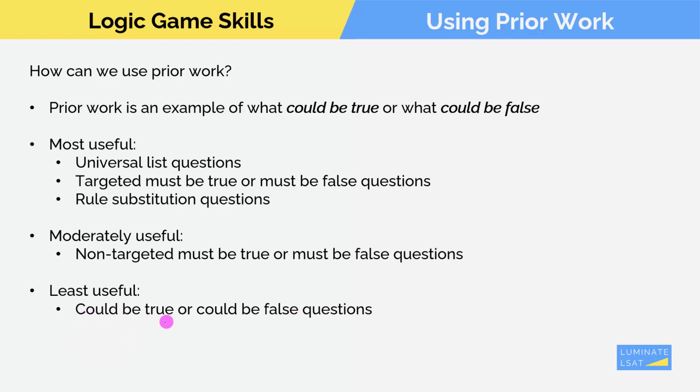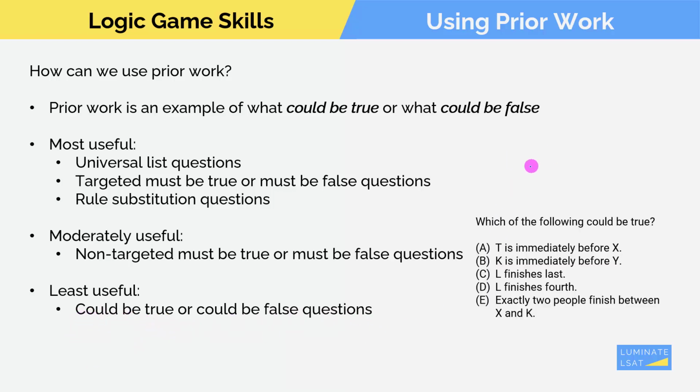And what I mean by that is, let's say we're doing a could be true question, and we're presented with these 5 answers in an ordering game. And let's say that the correct answer happens to be D, L could finish 4th. The only way that prior work is going to be useful on this question is if you happen to have prior work where L finishes 4th, because then that would allow you to prove that D could be true. But there's a very high chance that the prior work that you have isn't going to be enough to just see that D is correct.